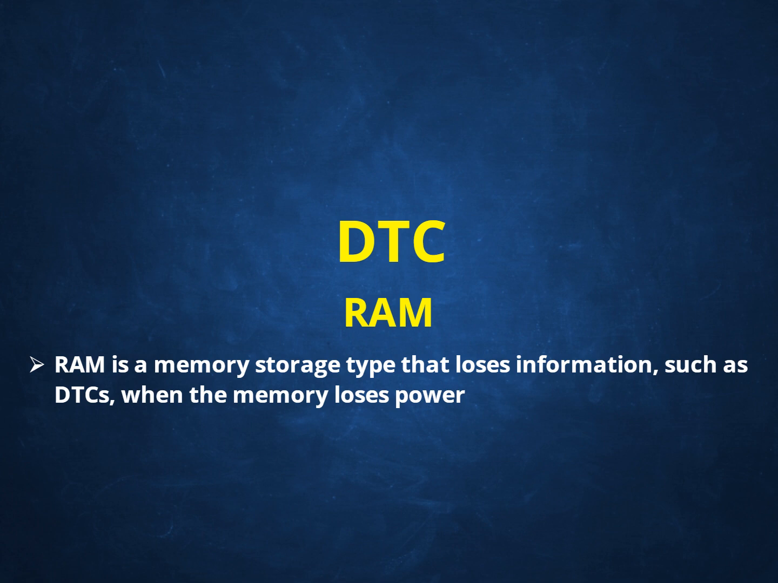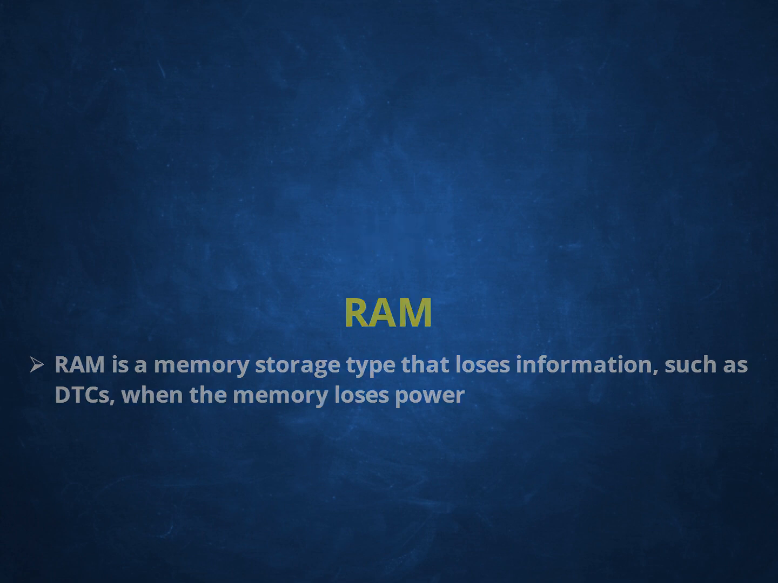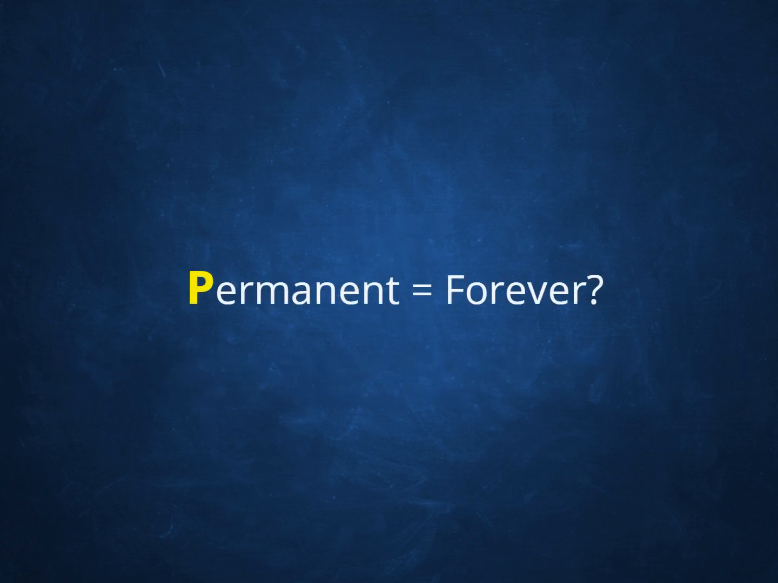DTCs and associated information can easily be erased from volatile RAM by unpowering the memory, such as from a vehicle battery disconnect. The information also can be erased by a clear DTC request using a scan tool. Since permanent diagnostic trouble codes has the word permanent in it, does that mean that PDTCs can never be erased? No, permanent DTCs can be erased, but as we will explain later, it will require the technician to do more than just a simple clear code from a scan tool or battery disconnect.